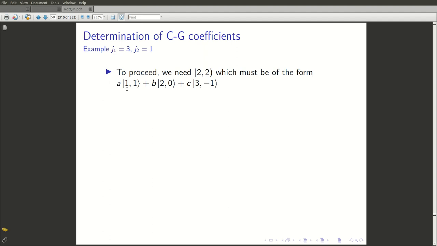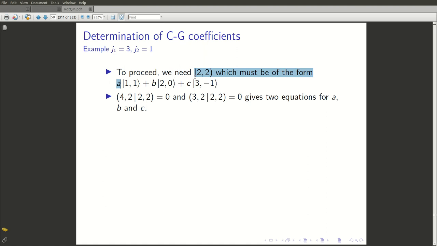So of course, how do you find the A, B, C coefficients? The way we are proceeding, we would find them by insisting that 4,2, which is also made up of these same 3 vectors, must be orthogonal to it because they differ in the J squared eigenvalue, and 3,2 must be orthogonal to it. So this gives us two equations for A, B and C.